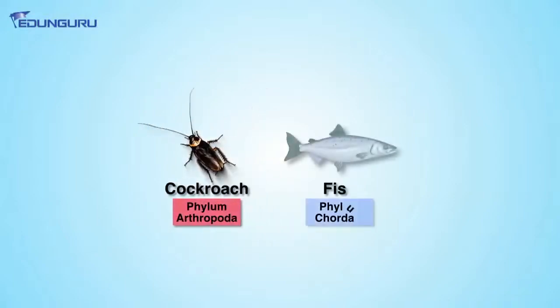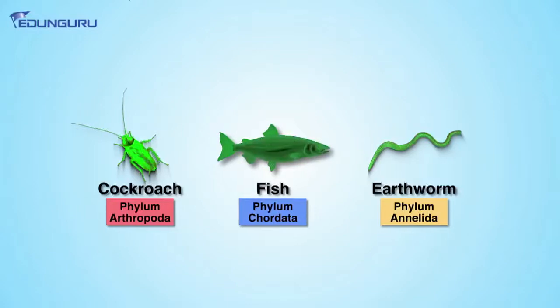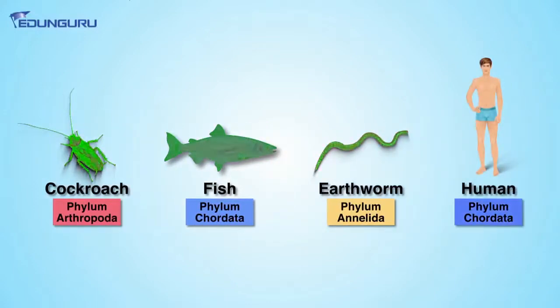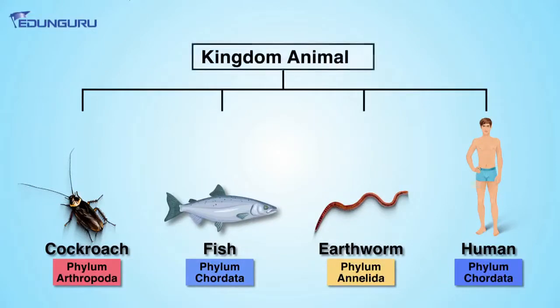But if we talk about other organisms, let's say maybe a cockroach, maybe a fish, or an earthworm, these organisms are not the same as humans, right? Because these are different animals, they belong to different phyla altogether. But we all share a common kingdom, and that is kingdom Animalia. So today, we would be talking about the difference between two types of circulation that we see amongst various animals. So let's just start and get to know about it in more detail.